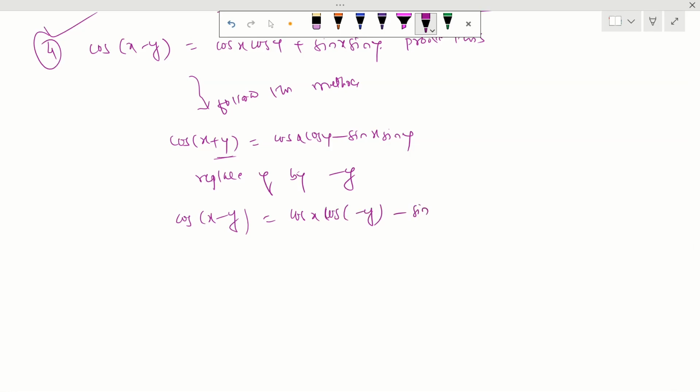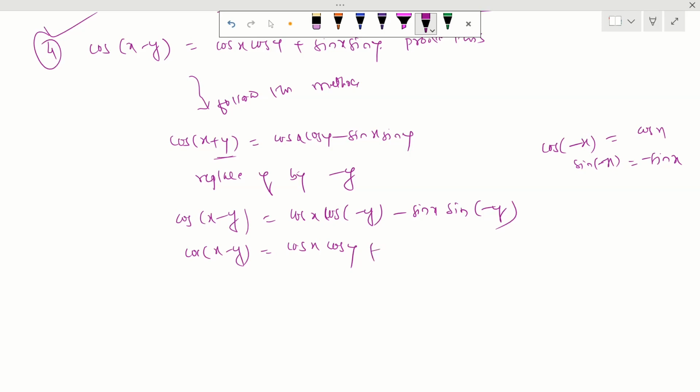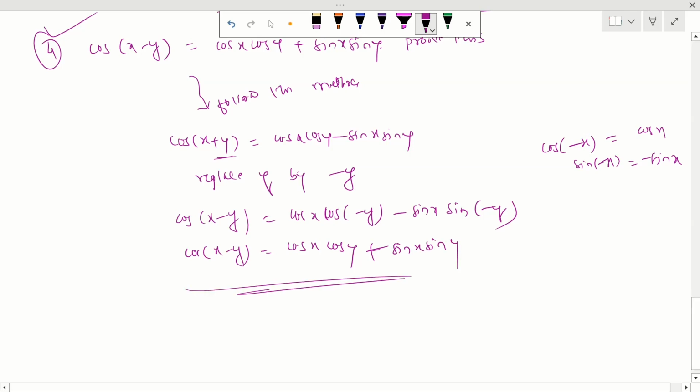Okay, minus sin x, then sin of minus y is minus sin y, then it is cos x. Cos of minus y is what? Cos y. We know that because we had already derived the previous formula. Cos of minus x is cos x. Sin of minus x is minus sin x. Now sin of minus y is minus sin y, then minus into minus is a plus, therefore sin x plus sin y. Therefore it is proved.